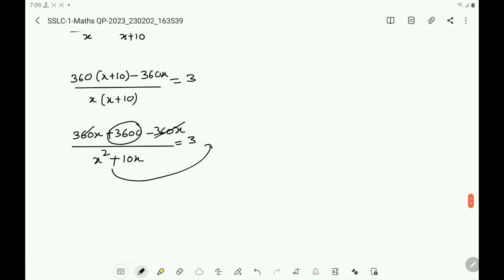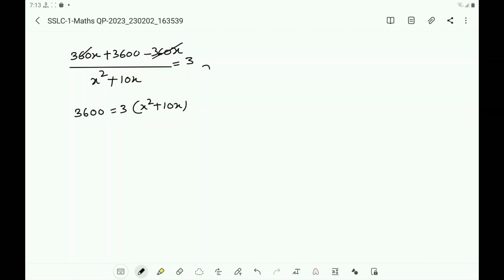Write this 3600 in the LHS. 3600 equals 3 into x square plus 10x. Now you can cancel, because you know that 3 ones are 3, 3 twos are 6. You can cancel this 3600 by 3. So you got 1200 in the LHS. 1200 equals 1 into x square is x square, 1 into 10x is 10x.